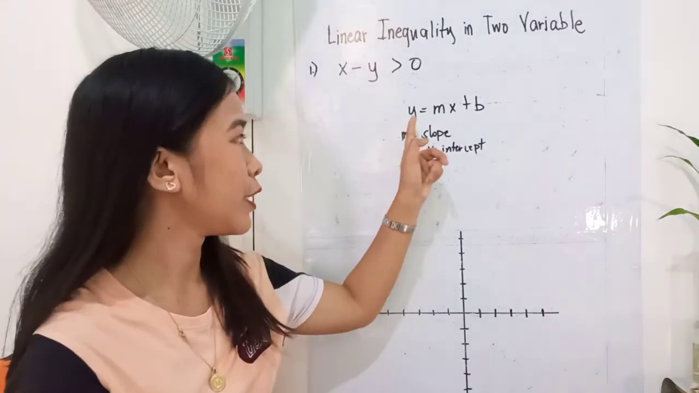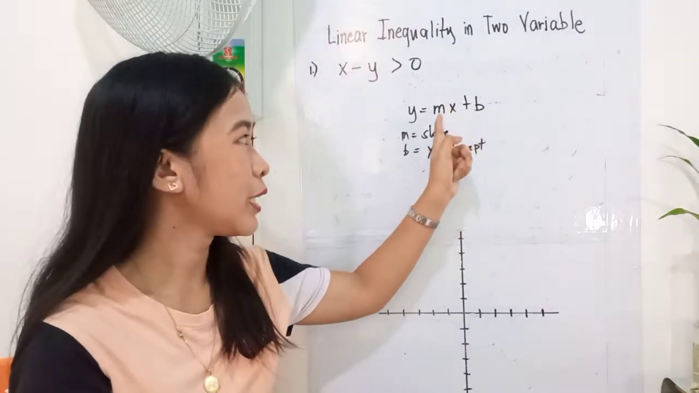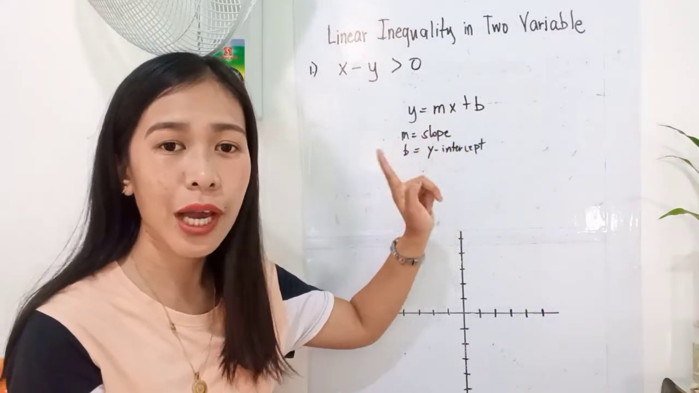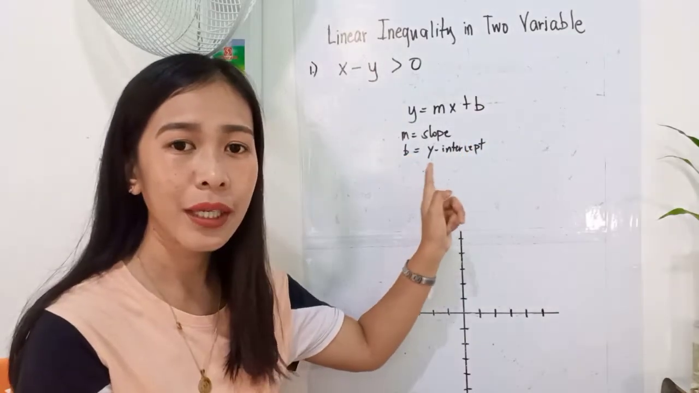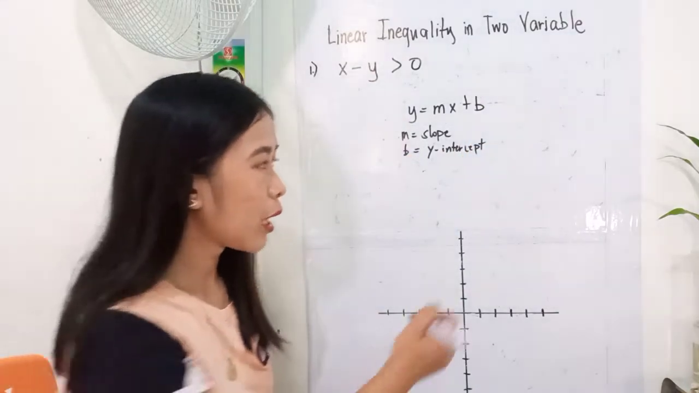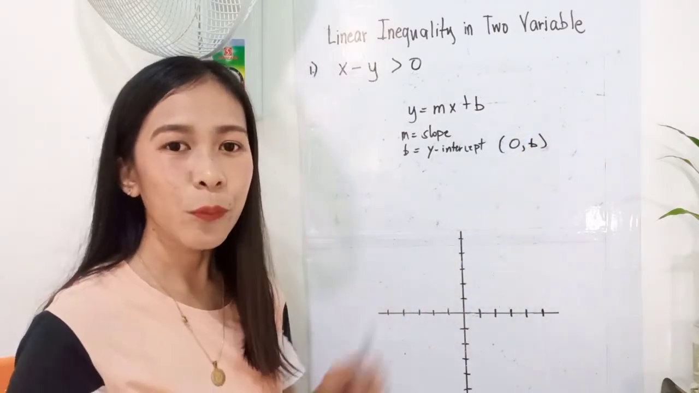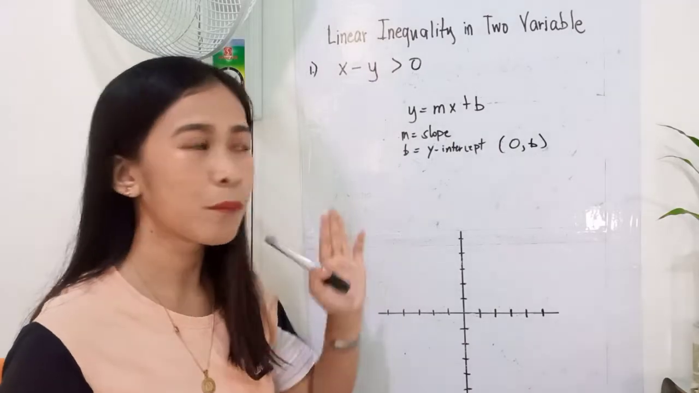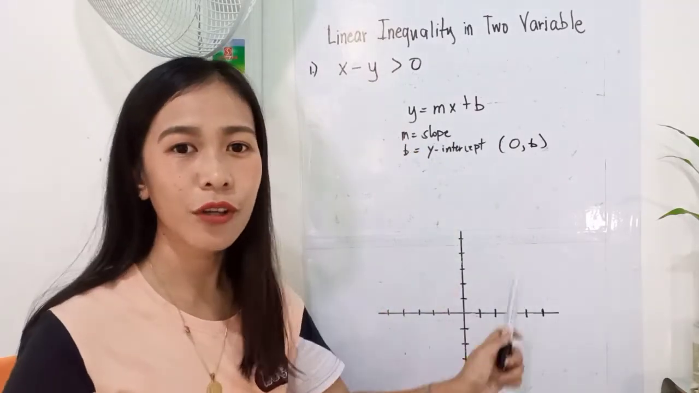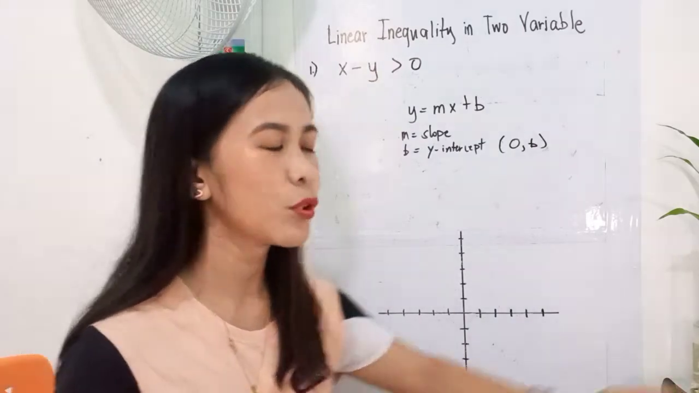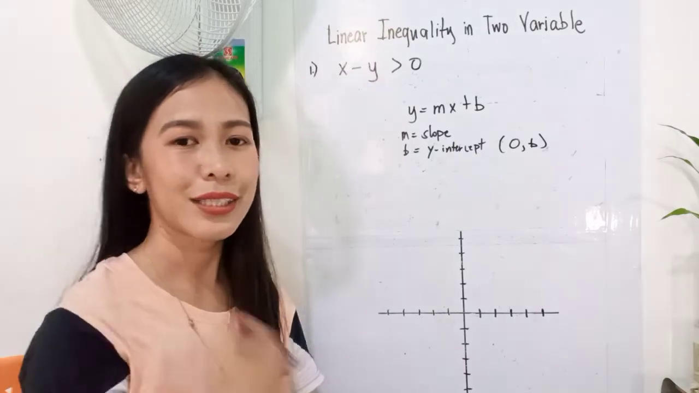Okay? So, we have here y is equal to mx plus b. Naalala nyo pa ba to? Wherein m is the slope or the rise over run. And b, itong b, is the y-intercept. So pwede natin siyang gamitin, slope-intercept form, para mahanap natin kung paano natin siya i-graph dito. Okay, so panoorin niyo lang ito mga bunso, and don't worry, i-discuss ko siya ng maayos para sa inyo.